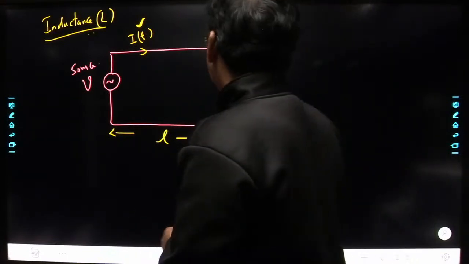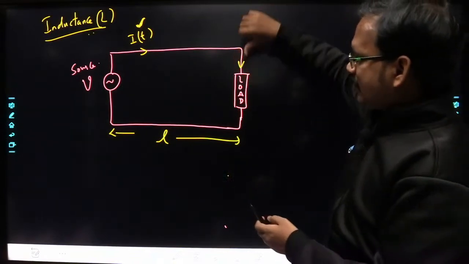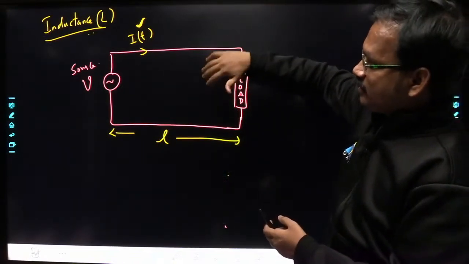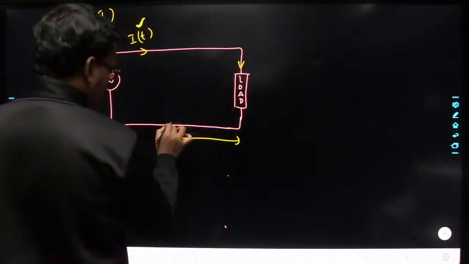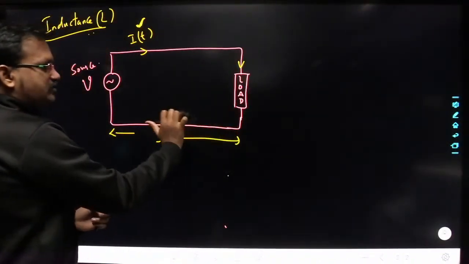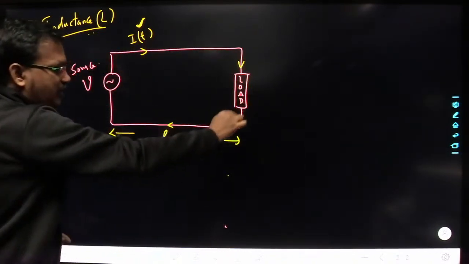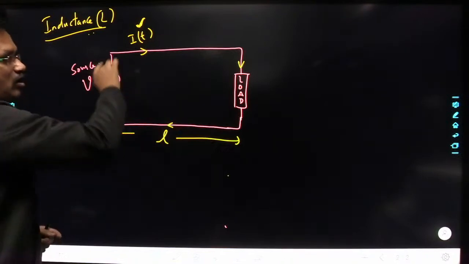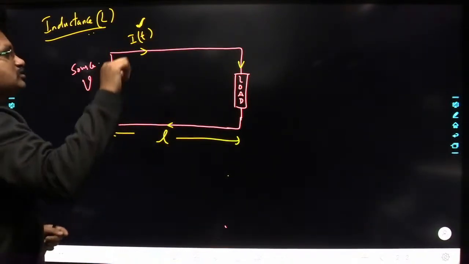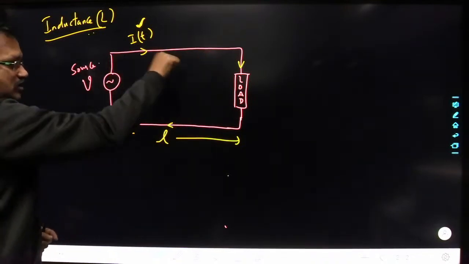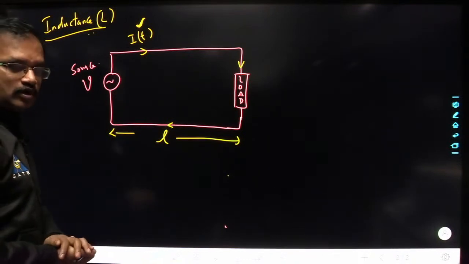Yes or no? Similarly the current is flowing here. If the current is flowing like this, then the B field here is going to point into the board, and here the current is flowing like this. So if the current is flowing like this, the B field is going to point into the board. So here the current is flowing in clockwise direction. Whenever the current is flowing in clockwise direction, the B field is going to point into the board. Understood? Okay.